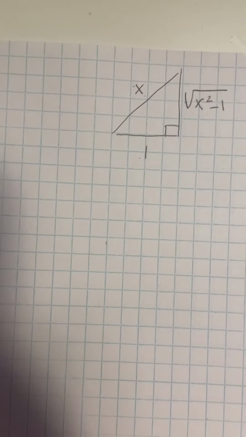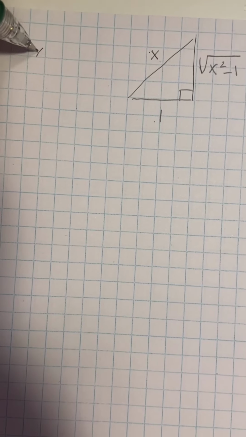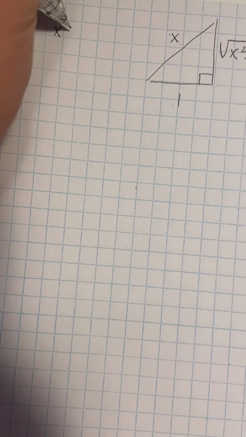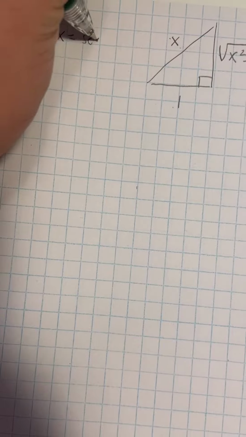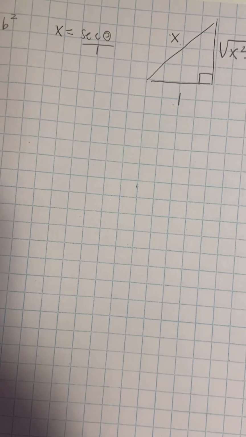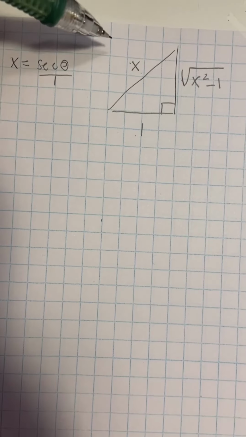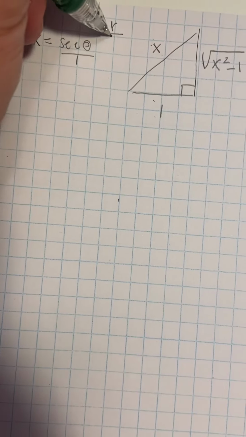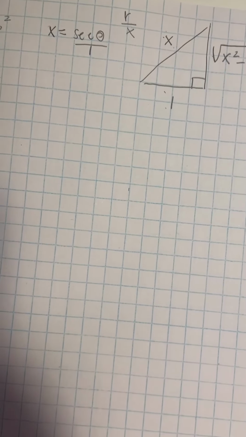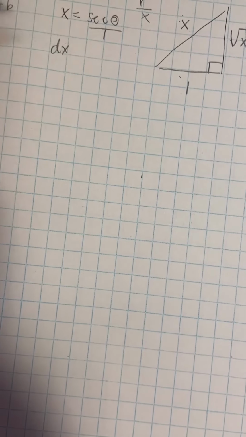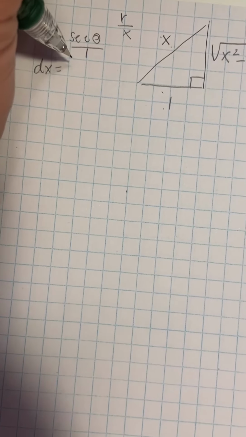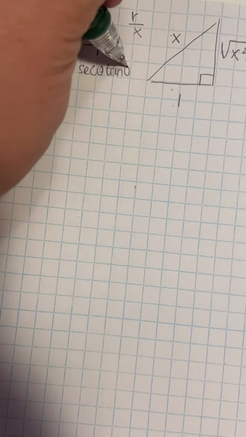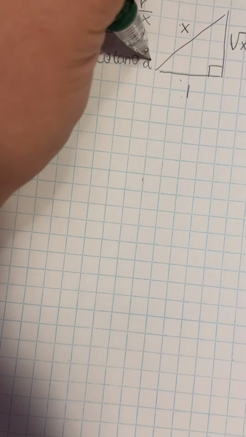So right now we'll define what x is. We're going to say x is equal to secant of theta over 1, or really just secant of theta. And that's because secant of theta is r over x, right? The radius over x on the unit circle. So that means dx is going to be equal to the derivative of secant of theta, which is secant theta tangent theta d theta.